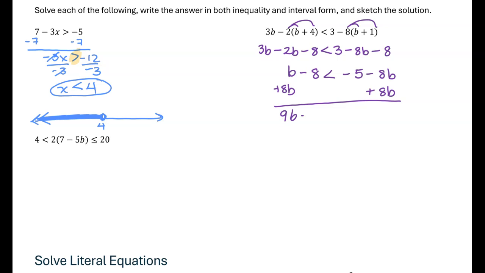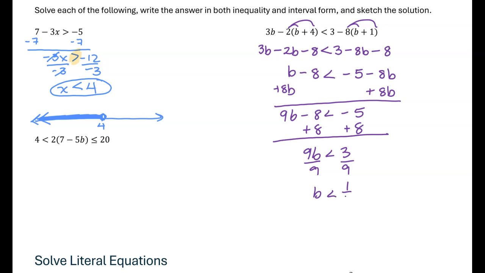So I get a 9b, and I add 8 to both sides. And I get 9b less than 3, negative 5 plus 8. And I can divide both sides by 9. Make sure you always reduce your fractions. So that should give me 1/3.